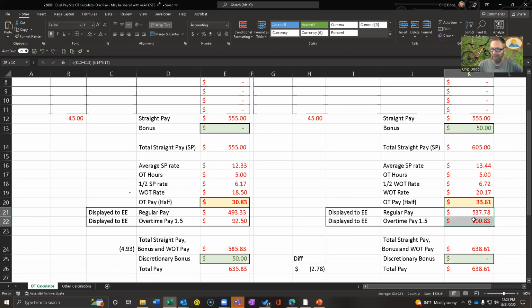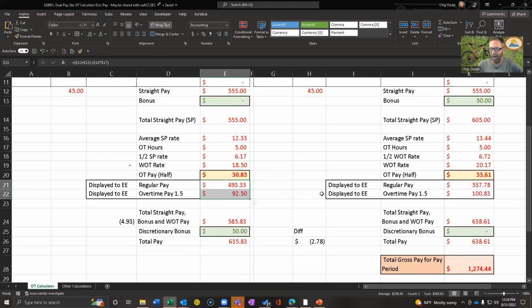Now let's get to what the employee sees. Quite a bit different than over here. Quite a bit meaning it's a few bucks. Now down here is where it gets interesting.